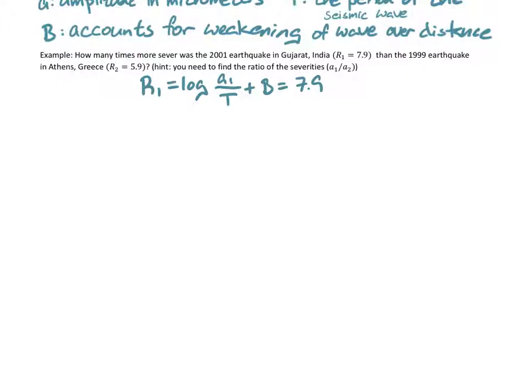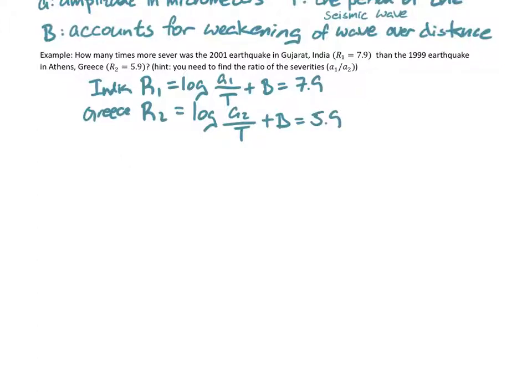Okay, so here's the first part. We have the Richter magnitude, which is our R sub 1, and that is equal to the log of the associated amplitude over the associated period plus b, and all of that equals 7.9. So you can set the same thing up for R sub 2. The R sub 1 here is India, and down here is Greece. So R sub 2 is just going to be log A sub 2 over t plus b equals 5.9.